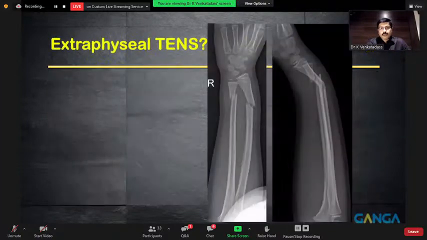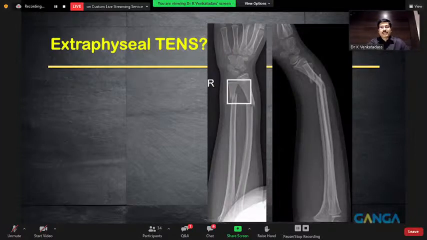And I want to show one more case which was done in our own unit. So if you are able to pass the TENS extraphyseally, can you do it? This was a case done by one of our registrars. He said that he'll try and pass the TENS for this fracture. So what happened? If you look at the definition for distal radius fractures and draw the square, this comes under the category of junctional fracture, the exact junction between the metaphysis and the diaphysis.